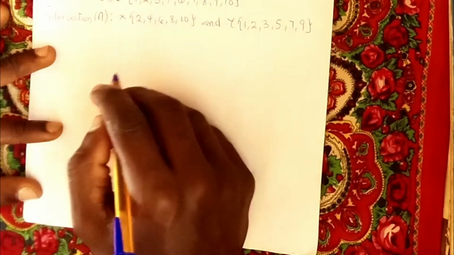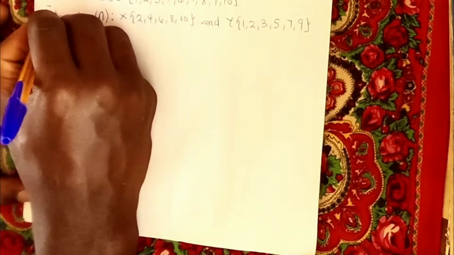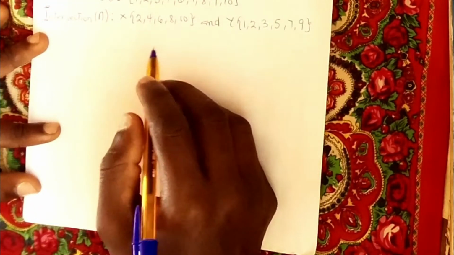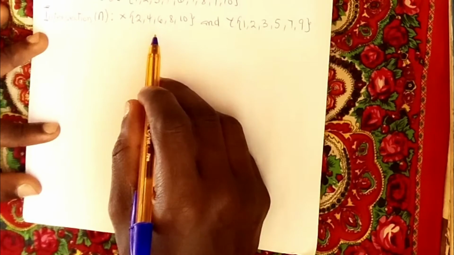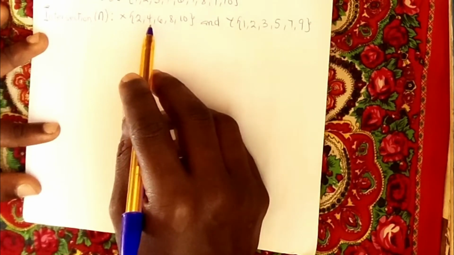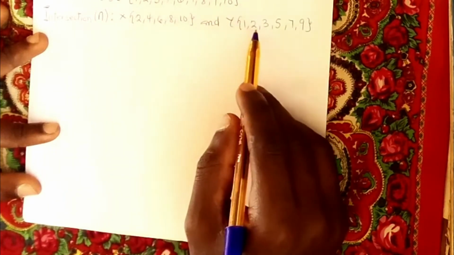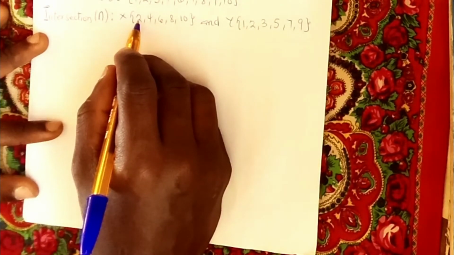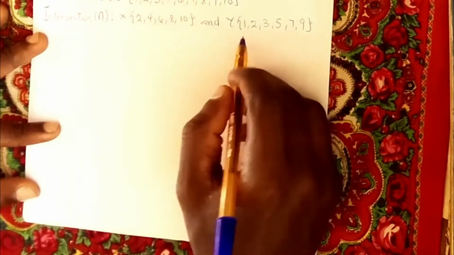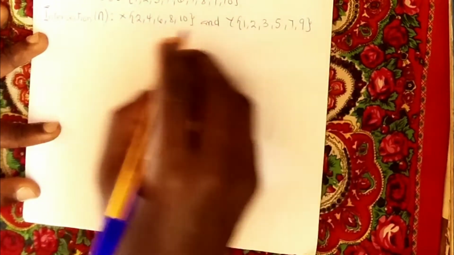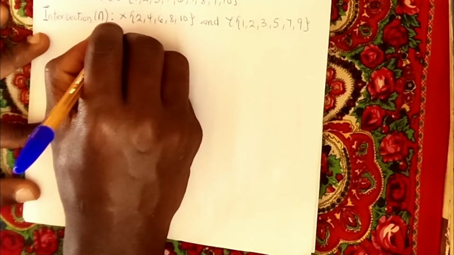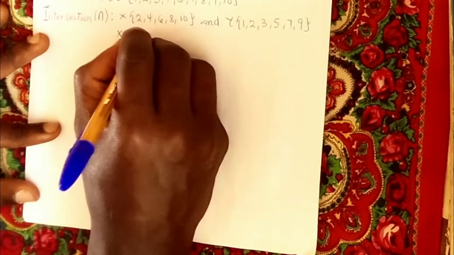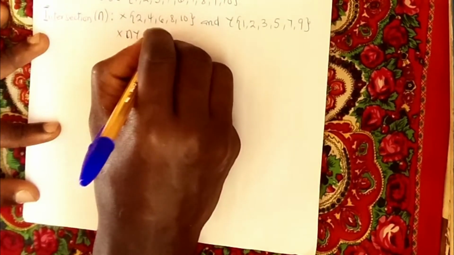From these two sets, let's see if we can use them to explain the intersection. From set X, we could see a common element between set X and set Y, which is 2. Since the element 2 is located within the set X and also located in the set Y, we can have the intersection of X and Y to be 2.